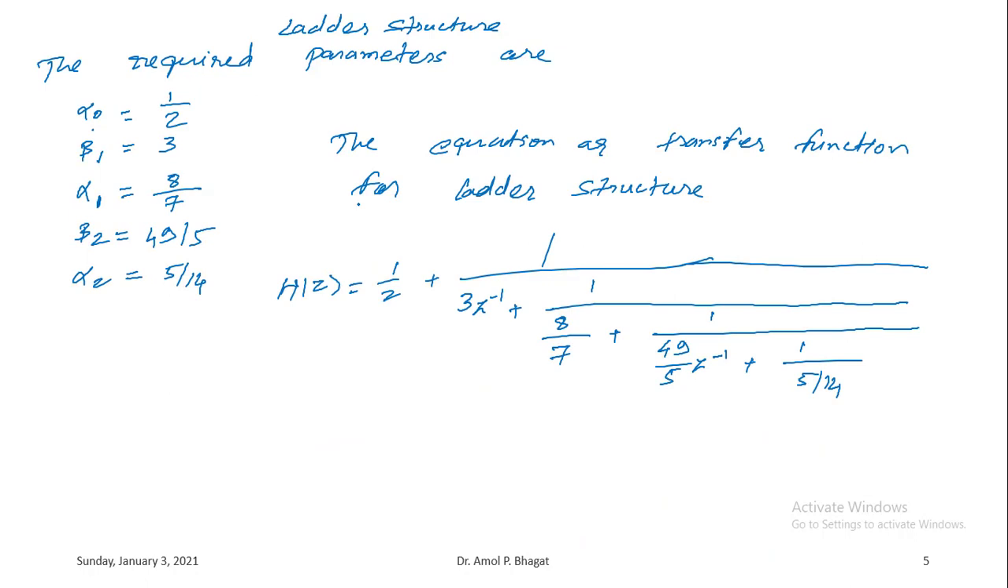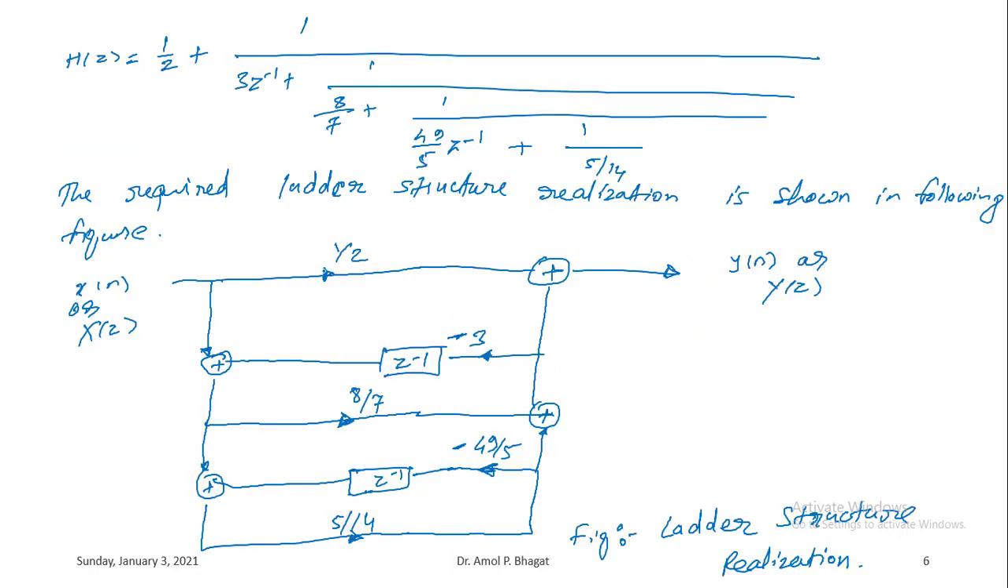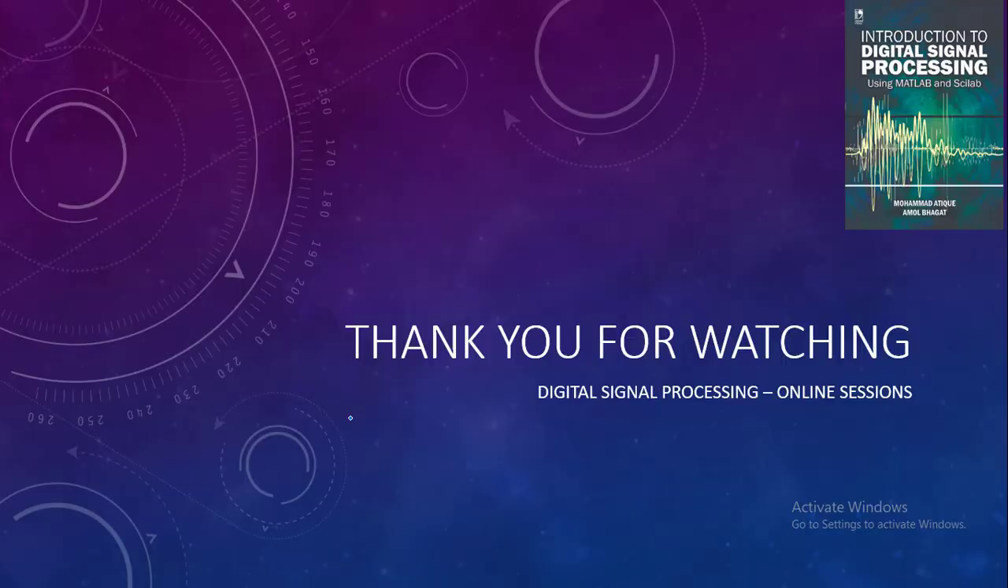Using these parameters, you can write down its equation, the ladder structure discrete time system equation. Then using this equation, you can realize the system in ladder structure form. Here you can see its diagram. It looks like a ladder, so therefore this structure is also called the ladder structure. In the next session we'll be discussing the realization structures for FIR system.